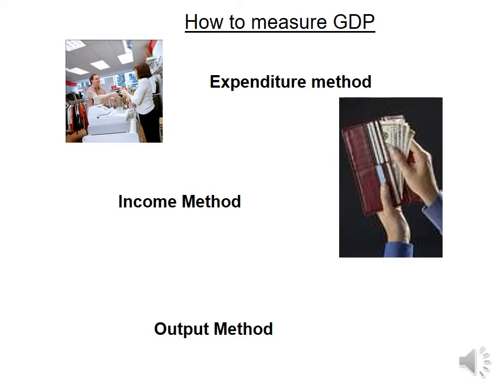Now, there are three ways to measure GDP, three methods: the expenditure method, income method, and output method. Most of the time, you'll be using the expenditure method and income method. You need to know what the output method refers to, but you don't need to learn how to calculate it in this syllabus. You'll be using the expenditure method or income method, but you still need to know what the output method means. Let's take a look at what these three different methods entail.